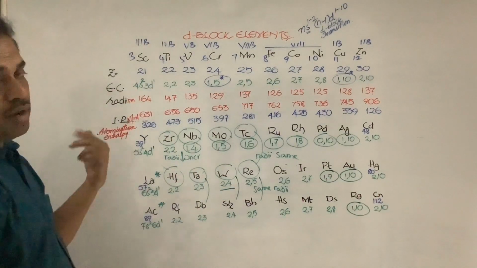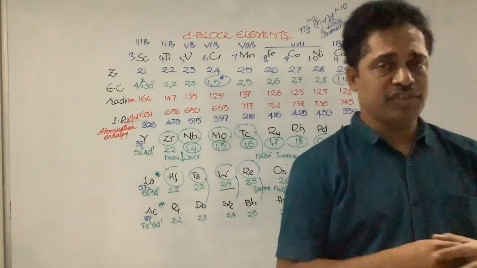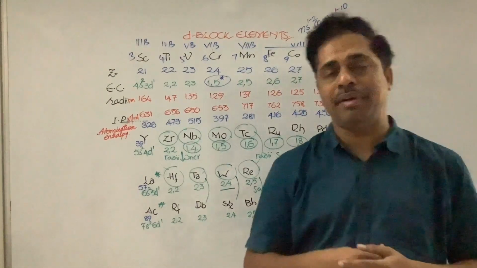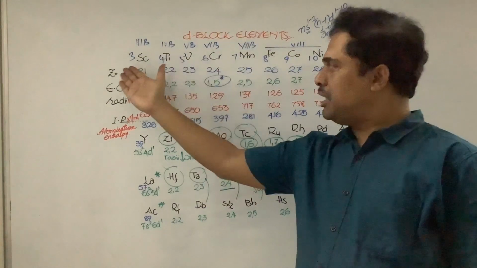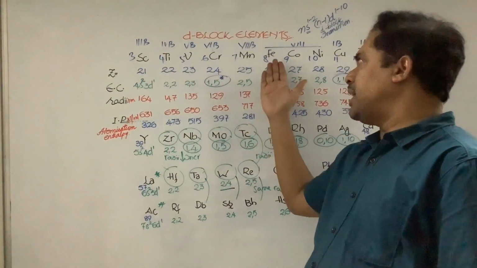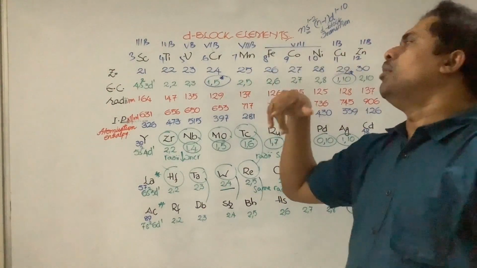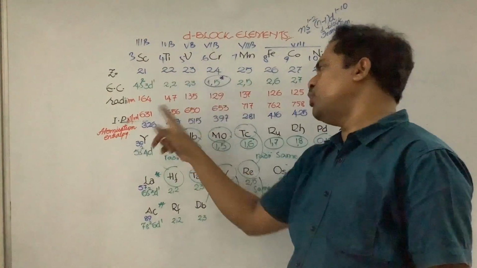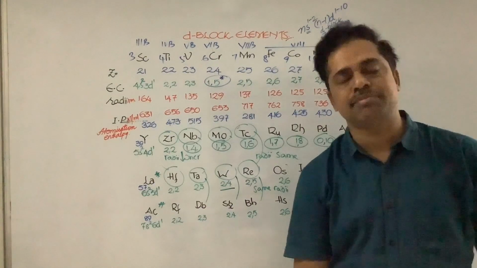Next is melting points. I didn't mention them here. Melting points depend on the number of unpaired electrons; if they are more, the melting point is going to be more. So from scandium to chromium, the melting point increases. Then up to manganese it decreases, and then increases and decreases again. But the peak points will be chromium only. In the 3d series chromium, in the 4d series molybdenum, in the 5d series tungsten will have maximum melting points.